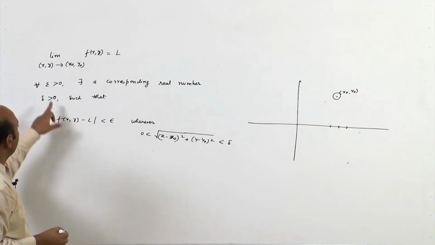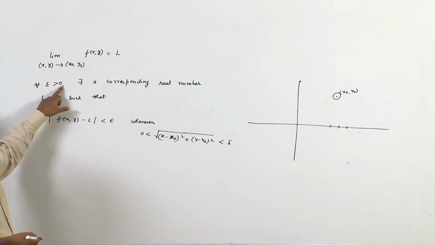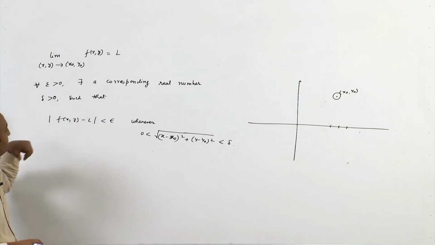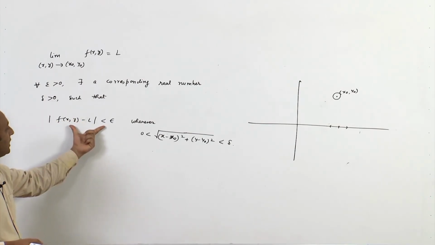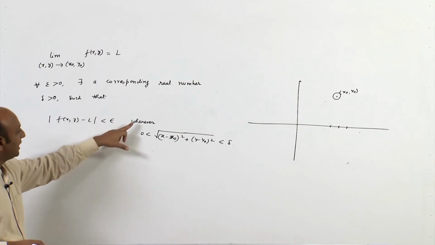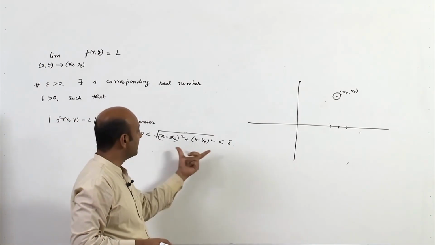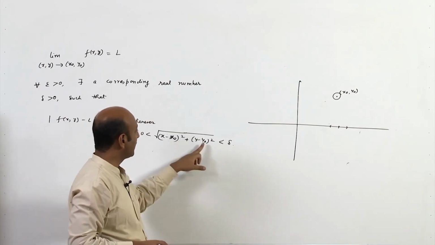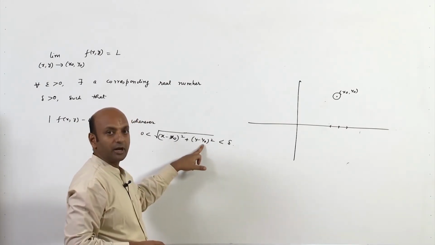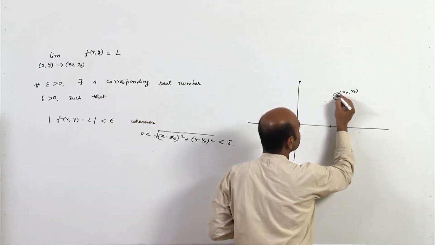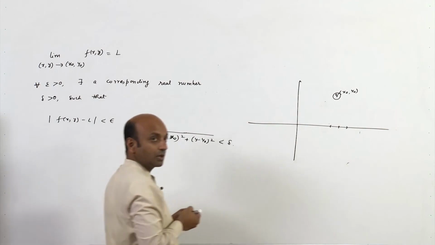So, you take any epsilon greater than 0, there will always exist a corresponding real number delta greater than 0 such that this inequality holds whenever this is less than delta and greater than 0. So, this is a deleted neighborhood of (x₀, y₀) of radius delta. So, this is basically a circle of radius delta.